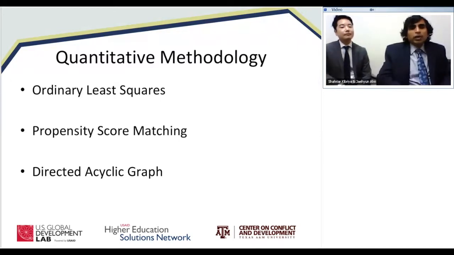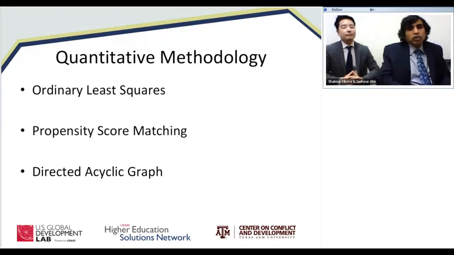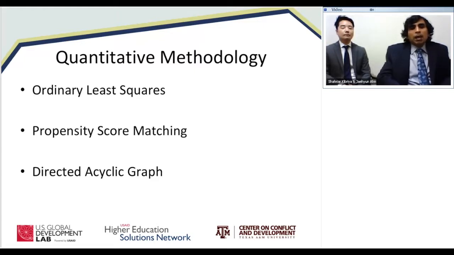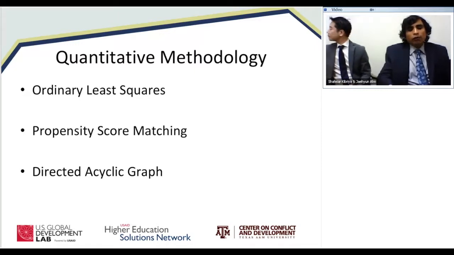Before we move on, I just wanted to briefly describe the quantitative methodology that we used for this analysis. To verify and validate our estimates, we used several statistical analyses. The first one was ordinary least squares, which is basic regression analysis. Our dependent variable was bullying, and the main independent variable was student learning outcomes or academic performance. We controlled for school demographics, parents' education level, parents' income level, and student-based characteristics.